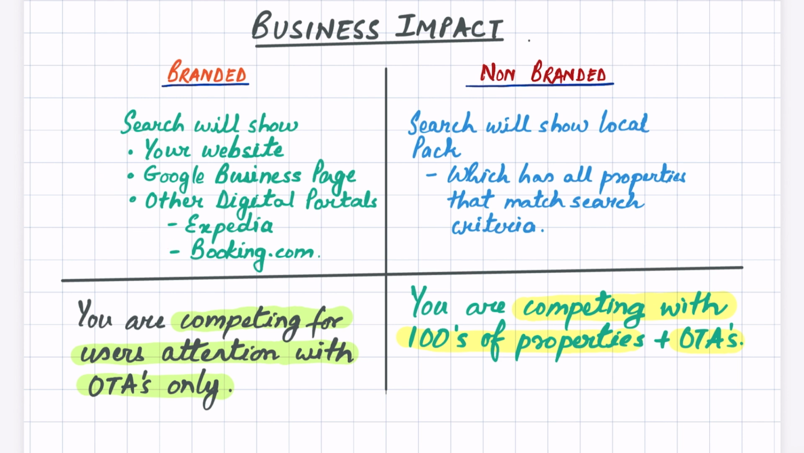On the other hand, for a non-branded search term, the search engine will list out all the properties that match the criteria. Along with that, it will also have the OTAs listed out. So if you think of it, for a branded search query, you are ultimately competing with OTAs only. On the other hand, for a non-branded term, you are competing with hundreds of properties along with all the OTAs.